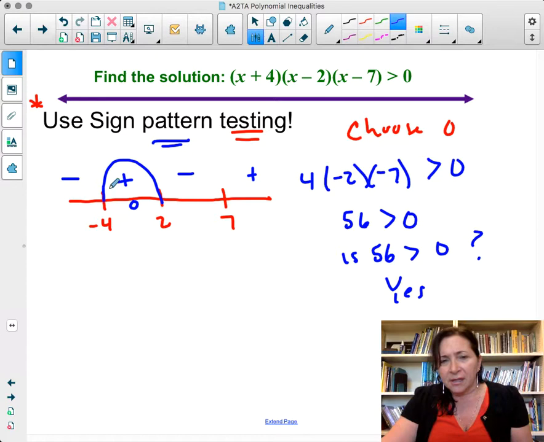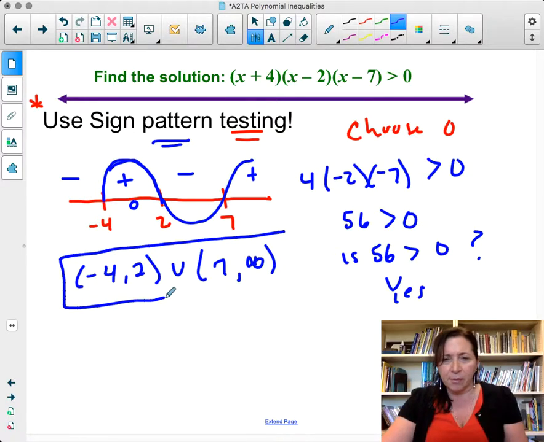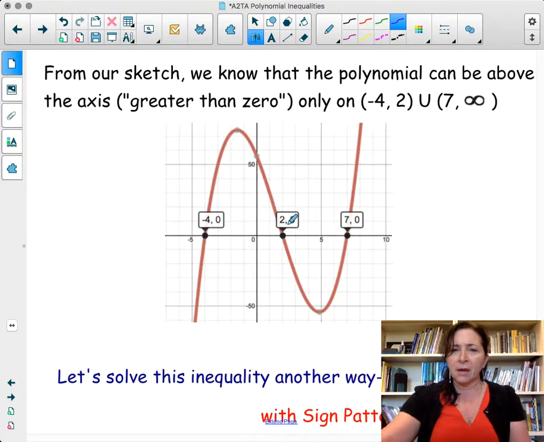So the question is, where is my graph greater than 0? It's greater than 0 here because this is true, goes down, comes back up, and it's here. So you would say -4 to 2, union 7 to infinity. So again, that would be my answer. That's my sign pattern testing. And this is the graph, which we've already done.